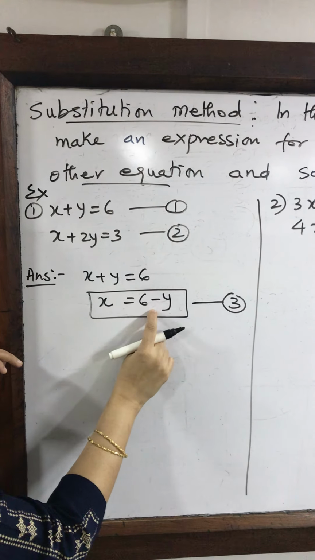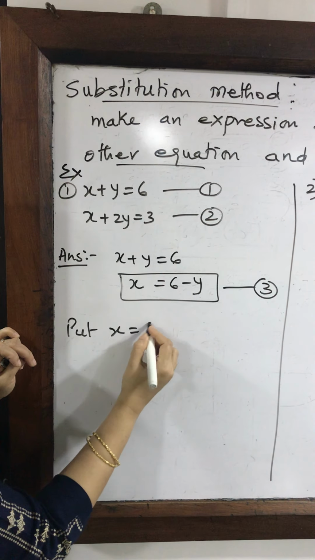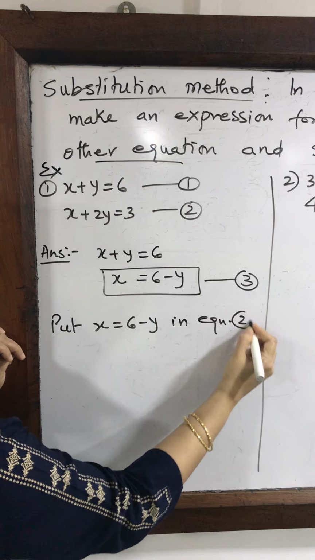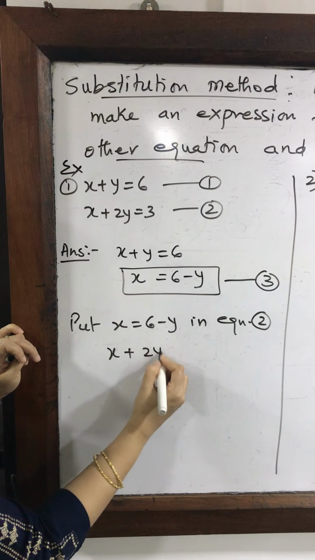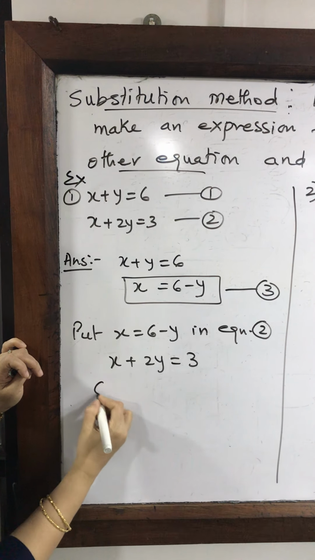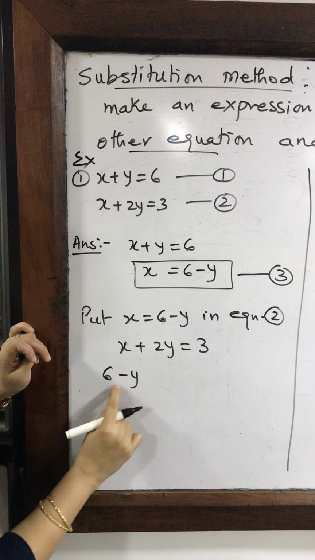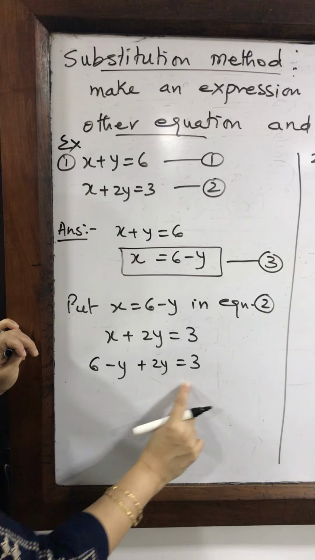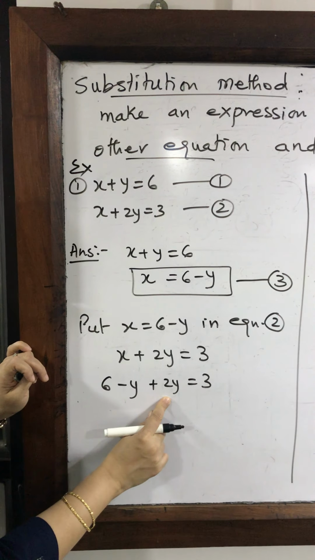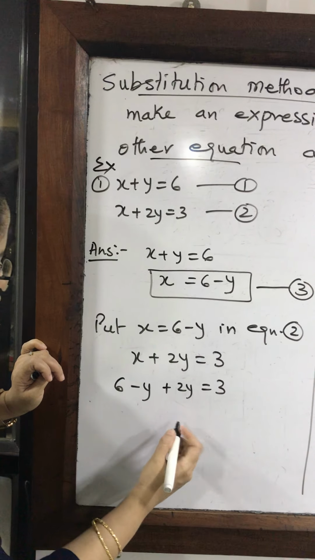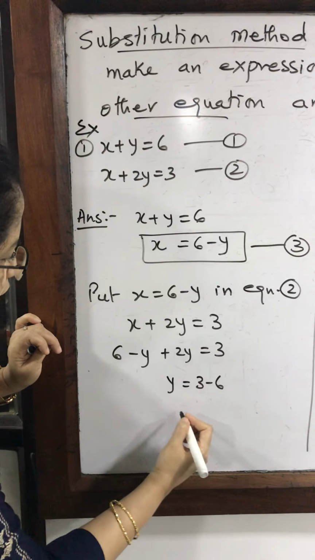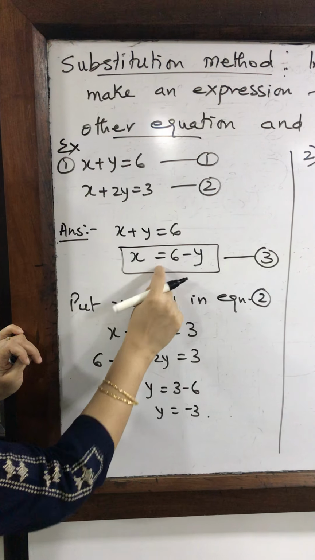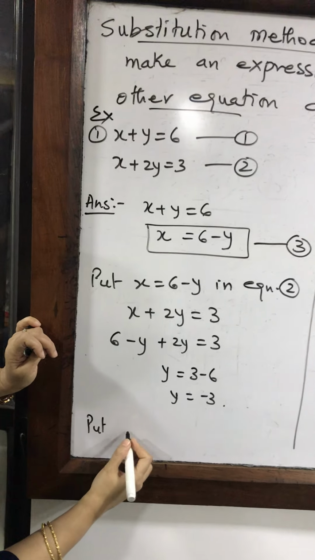This is the value of x which I will substitute in the other equation, that is 2. The second equation is x plus 2y equal to 3. In place of x, we will substitute 6 minus y and solve. You will now see that this equation is a linear equation in one variable which is solvable easily. So this will be y is equal to 3 minus 6, which is minus 3. This value of minus 3 we will substitute in equation 3.